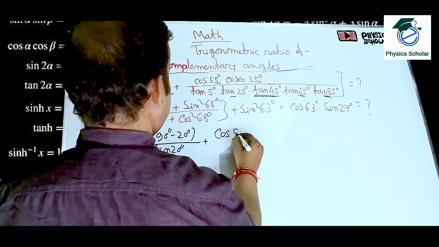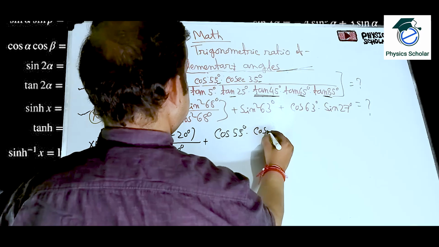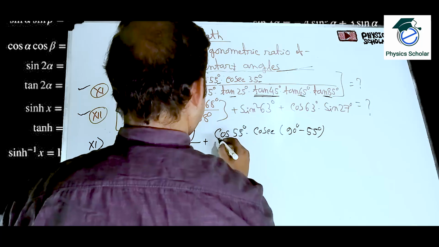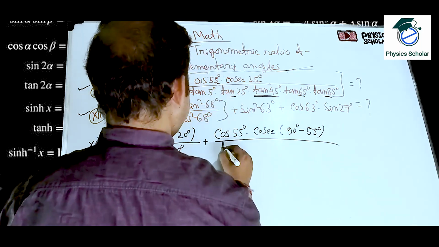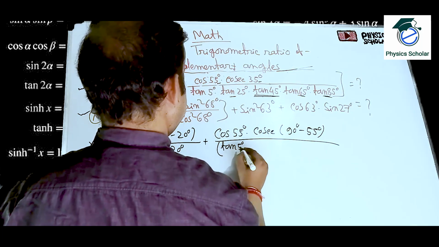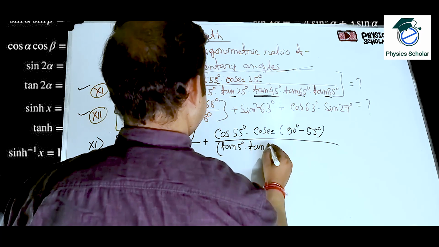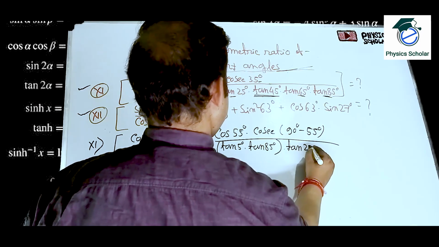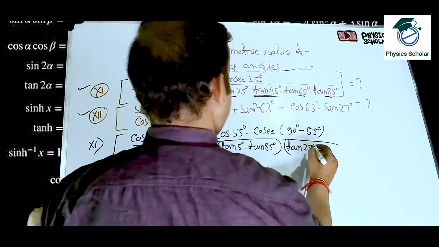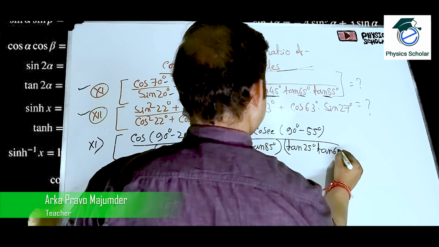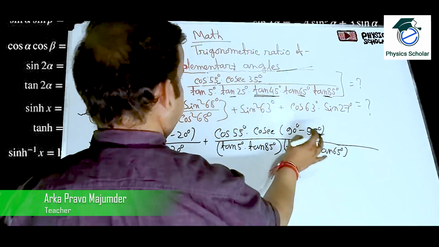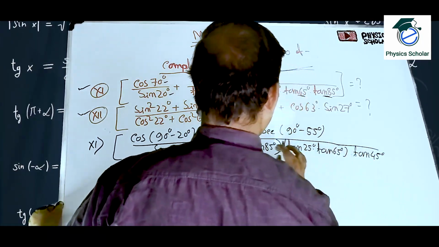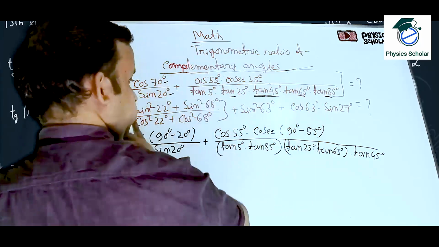So what can we write? Cos 55 degree into cosec (90 degree minus 55 degree), that means 35 degree, divided by tan 5 degree into tan 85 degree, into tan 25 degree into tan 65 degree. These pairs are complementary, and what is left is tan 45 degree. That is left: 1, 2, 3, 4, 5, all the terms I have written.